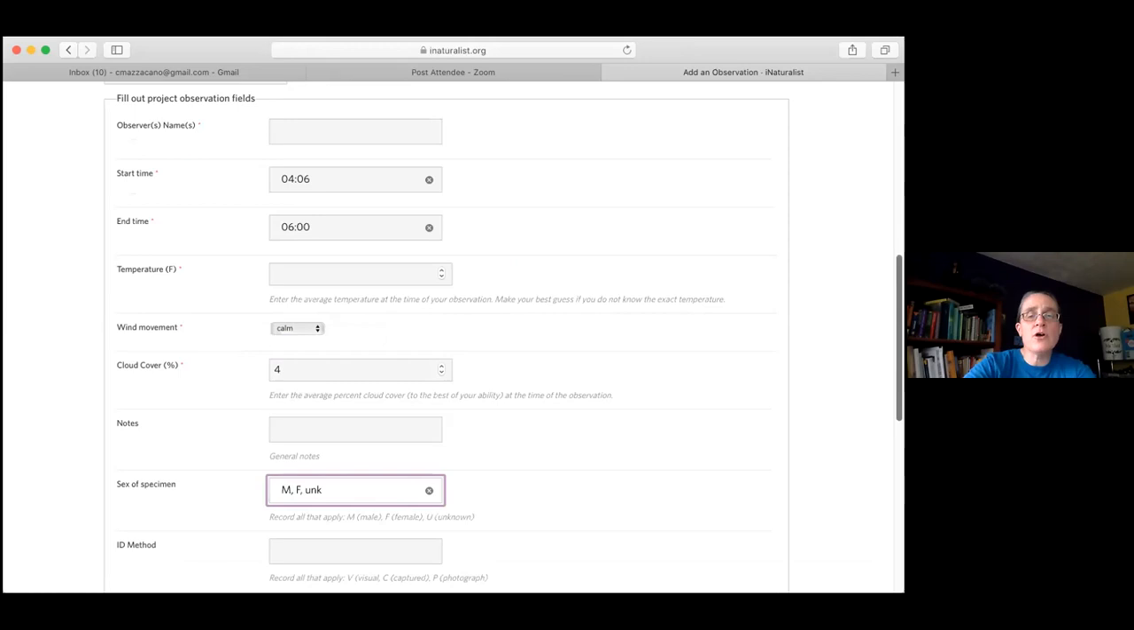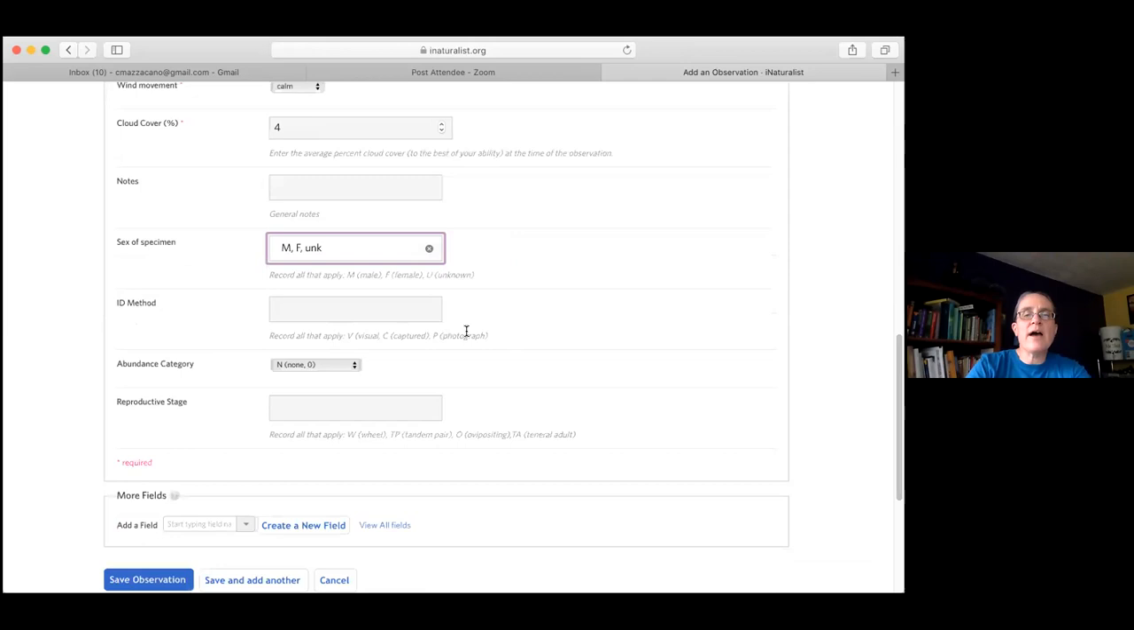How did you identify? And again, you've got your reminder here: record all that apply, visual, captured, or photo. Well, I looked at it and I took a photo, and here's your abundance categories. Obviously you won't be reporting none. Was it 1 to 4 uncommon, 5 to 20 frequent, 21 to 100 common, or a whole lot abundant?